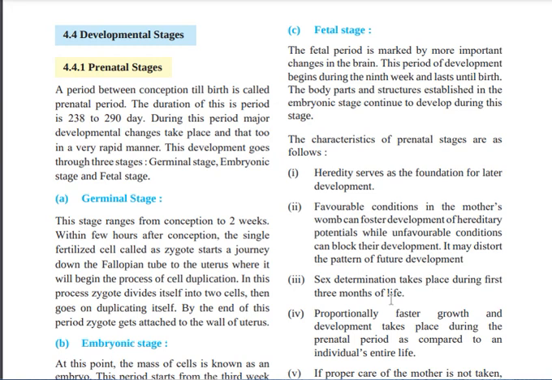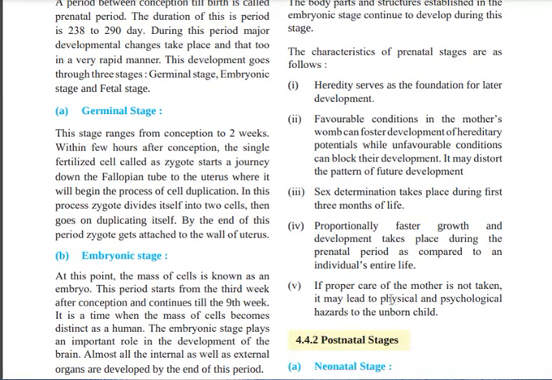We can say that approximately 300 days. Okay, and this stage is divided into three: germinal stage, embryonic stage, and fetal stage. Okay, the first one is the germinal stage. This stage ranges from conception to 2 weeks. Okay, this stage is all about the 2 weeks.